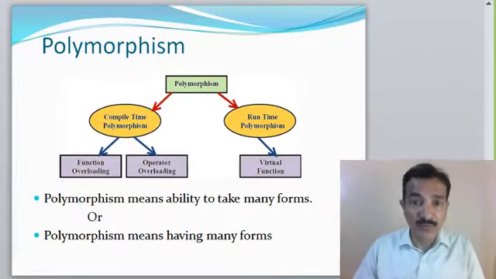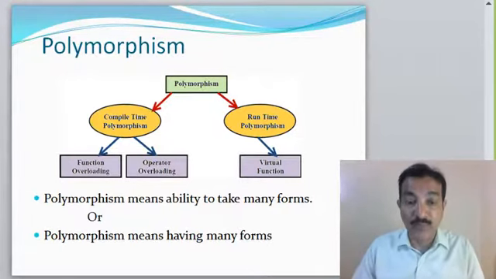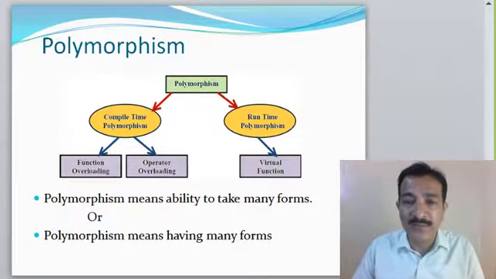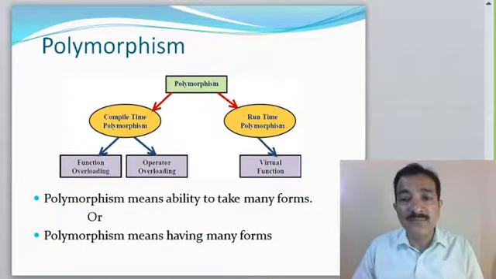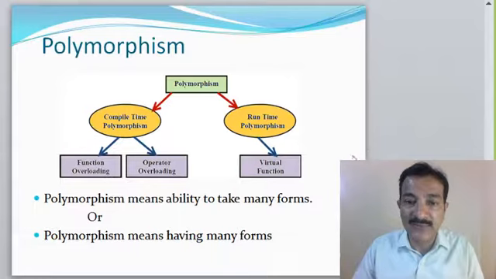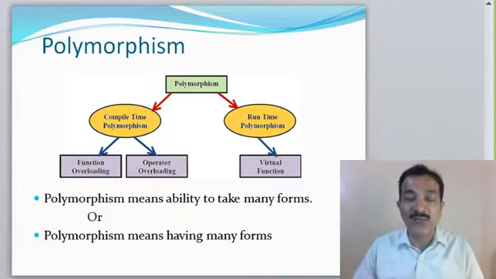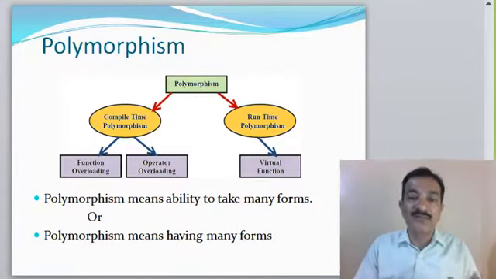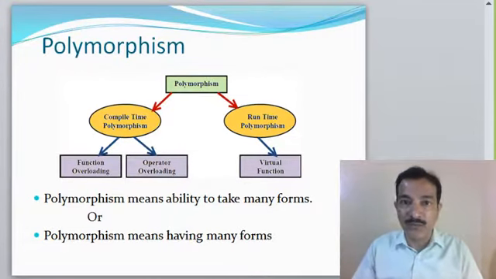So, what is polymorphism? Polymorphism means ability to take many forms. Polymorphism means having many forms. You can have many forms basically. Now, polymorphism is again of two types. One is compile time. So at the time of compiling itself, the compiler knows whether it's a function overloading or whether it's operator overloading.